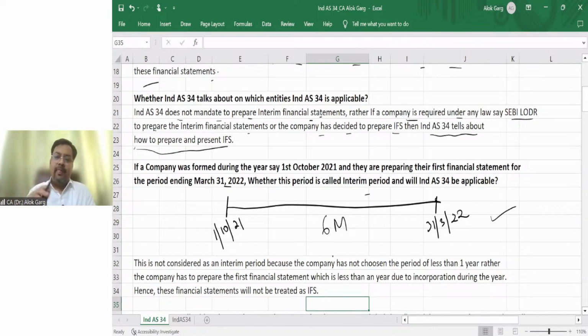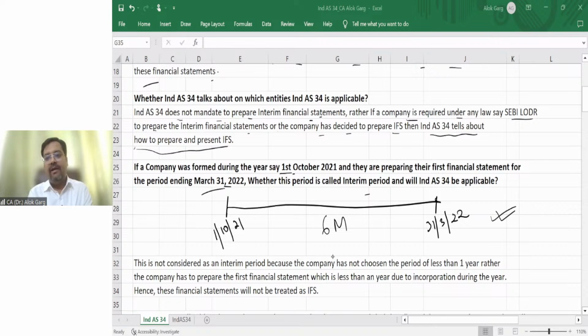Or, sir, if this company is preparing the financial statement from 1st October to 31st December, then of course, the company has chosen to report for a smaller period, right? So in that case, 1st October to 31st December, 1st January to 31st March, this period can be considered as an interim period. But as far as 1st October to 31st March is concerned, this is not an interim period, right? This is a full period. So Ind AS 1 will be applicable. Ind AS 34 will not be applicable. Yeah, is that clear?